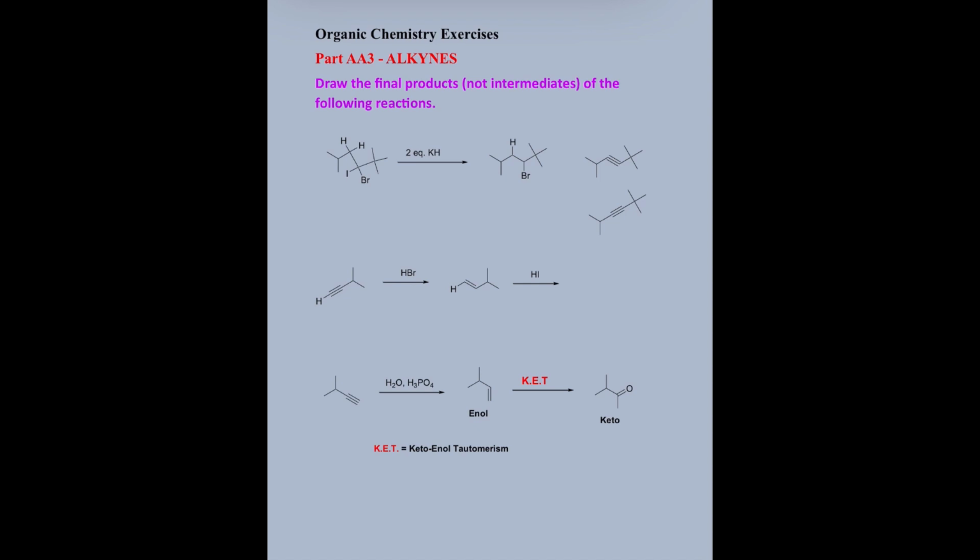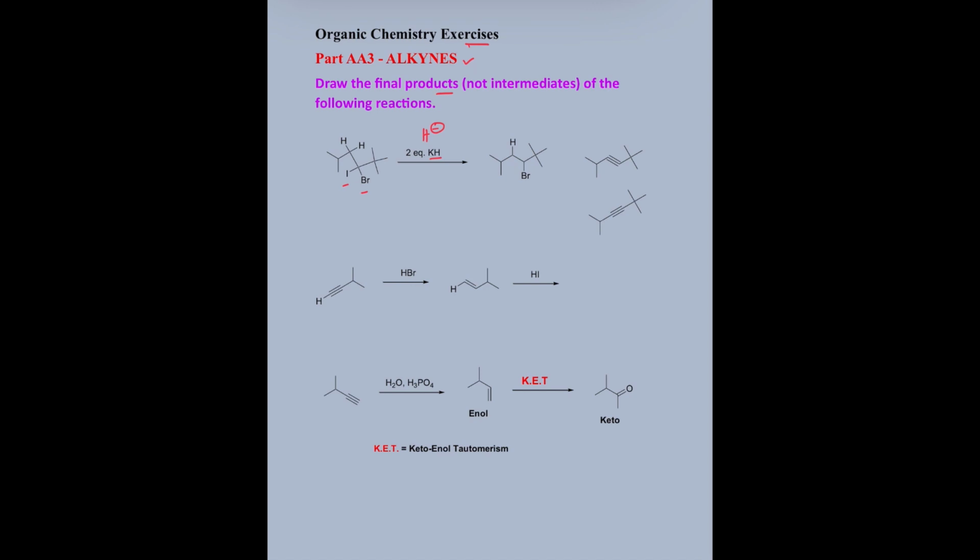Hello and welcome. Today we're looking at organic chemistry exercises part 3, where we're looking at alkynes, and the question is draw the final products, not the intermediates, of the following reactions. In the first reaction, we see an alkyl halide with two halogens, iodine and bromine, and then we are reacting that with KH. KH is a base which contains hydride, so it's potassium hydride. You can also use sodium hydride or lithium hydride.